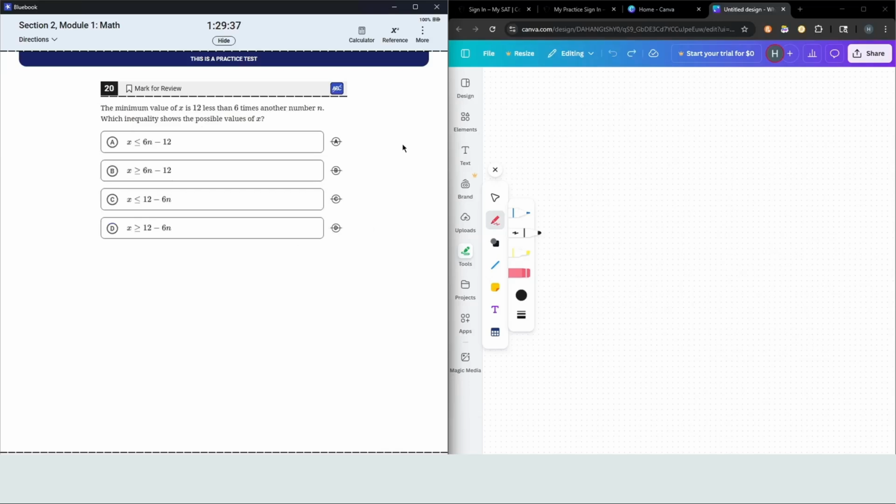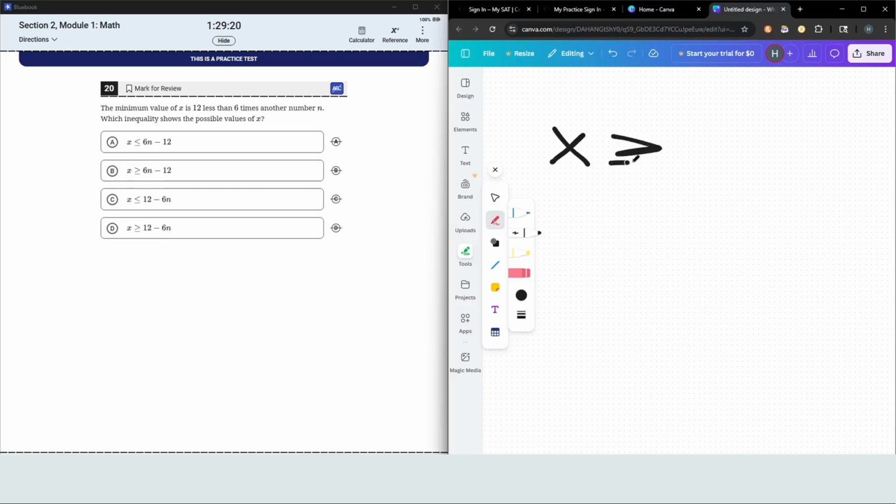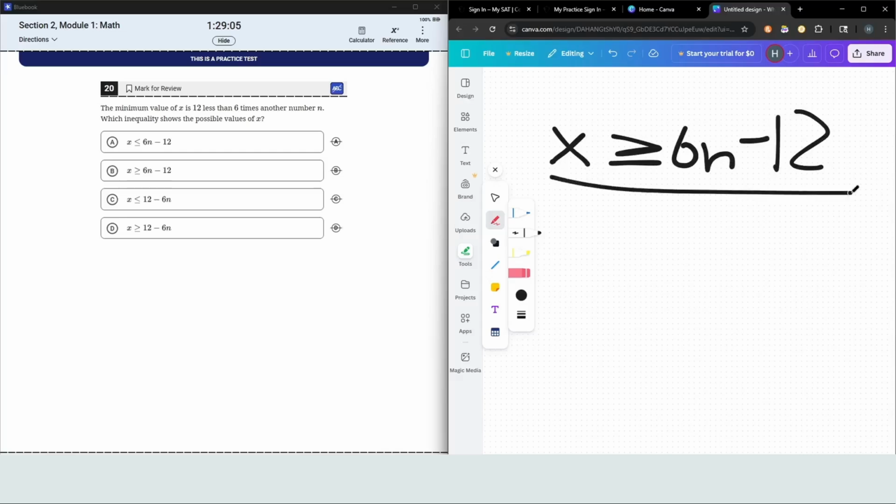Question 20. The minimum value of x is 12 less than 6 times another number n. Which inequality shows the possible values of x? So minimum basically means the smallest value x can be is this. So in this case, that would be greater than or equal to. So the minimum value of x is 12 less than 6 times another number n. So 12 less than 6 times n is 6n minus 12. So look for this. That's answer choice B. So that should be your answer.